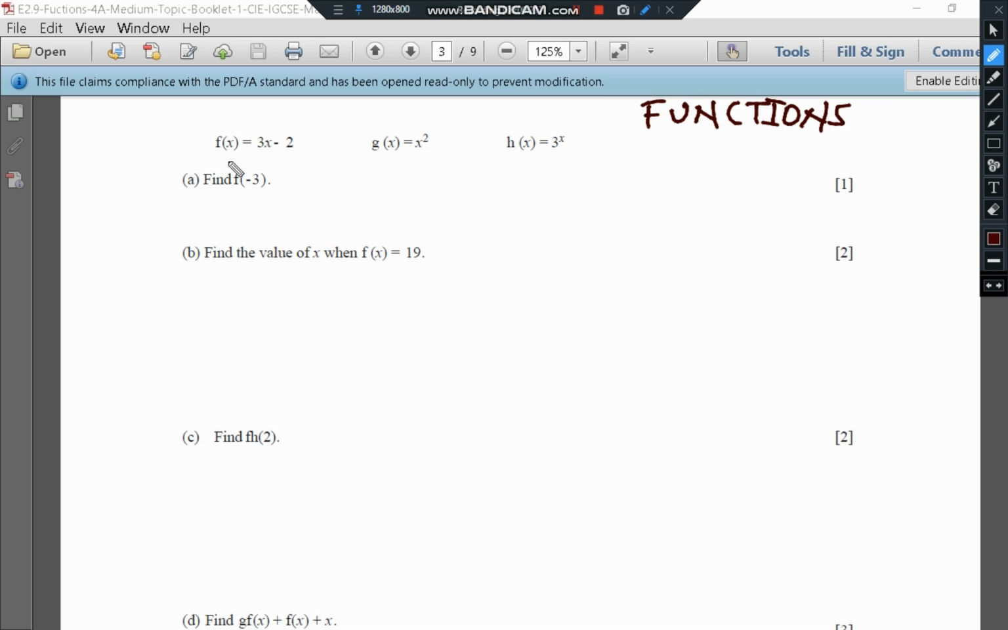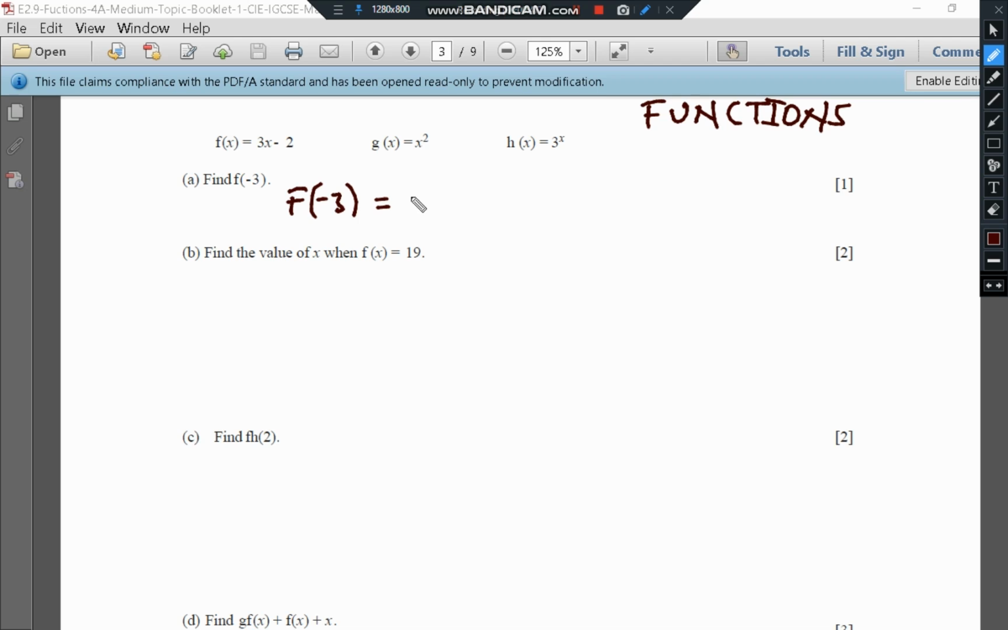So they are giving us f of x equals 3x minus 2, g of x equals x squared, h of x equals 3 to the power of x. The first question asks us to find f of negative 3. So what we are going to do in this case is put negative 3 wherever there is x in the function f of x.